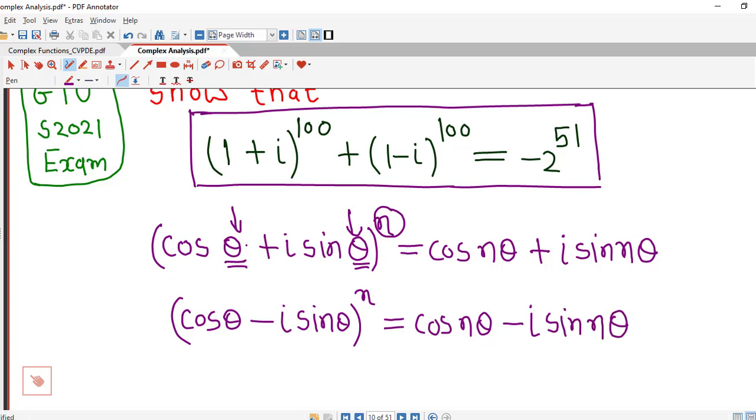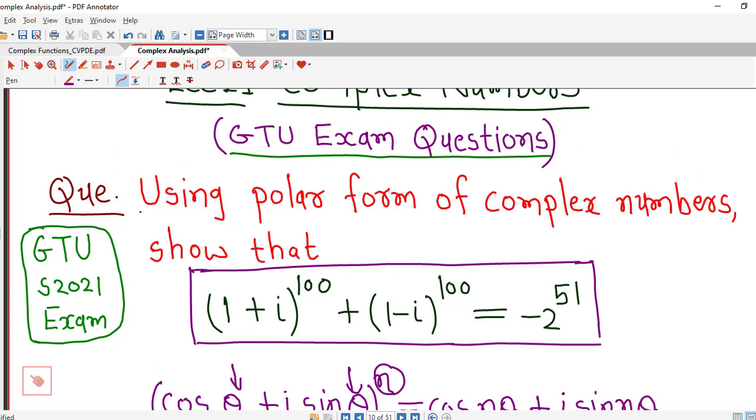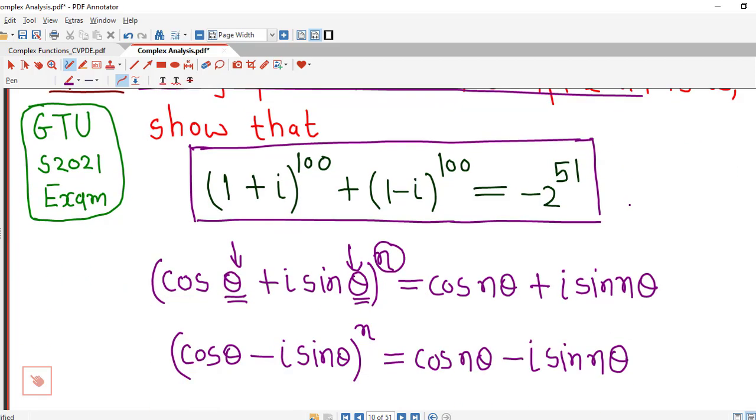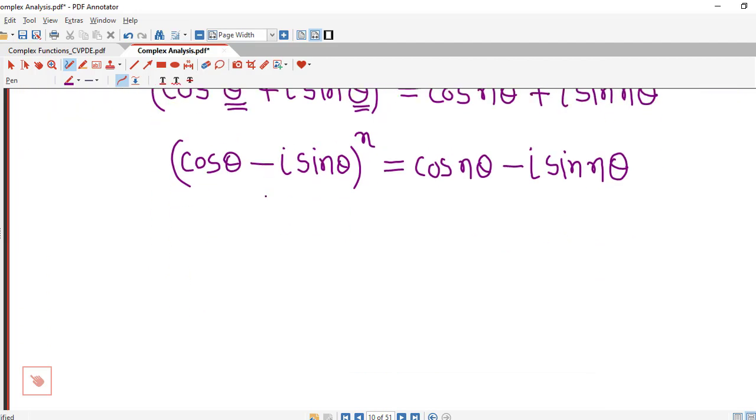Now to use this formula we require the value of theta, or we require the polar form of the complex number. That is the reason they have mentioned using the polar form of complex numbers. First we will find the polar form of this complex number 1 plus i, and this is the conjugate of this complex number, so its polar form will be the conjugate of the polar form of 1 plus i.